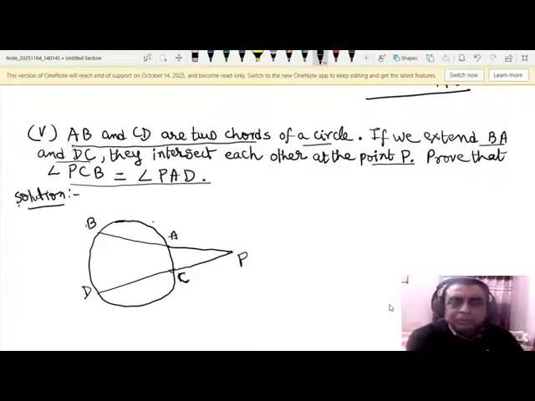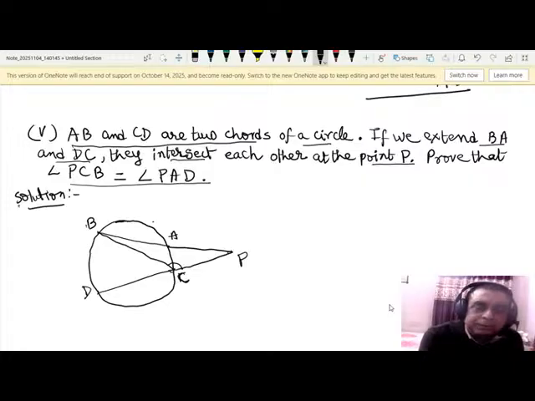Now you have to prove. If we extend BA and DC, they intersect, meaning they cut one another at the point P. Prove that angle PCB, so join B to C, this angle is PCB, is same as PAD. Which angle is PAD? Join D and A. So PAD is this angle. We have to prove that these angles which I have marked, their values are equal.